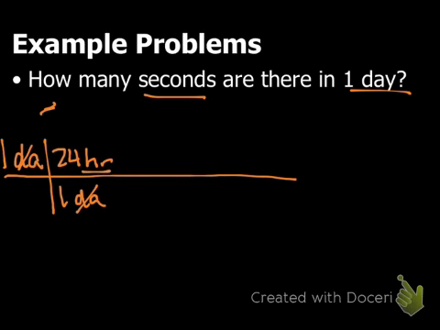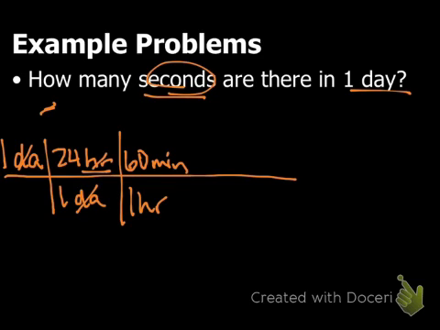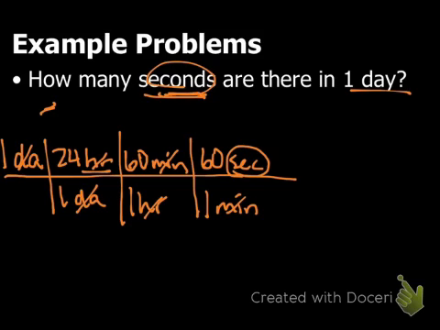Okay, now I'm in hours, but I need to be in seconds. So my next one, now I need to get rid of hours. So I know that 1 hour has 60 minutes. So now hours cancels. Next step, I need to get rid of minutes. So I know that 1 minute has 60 seconds. Okay, so minutes is now gone. I'm left with seconds, which is what they're asking me to find.